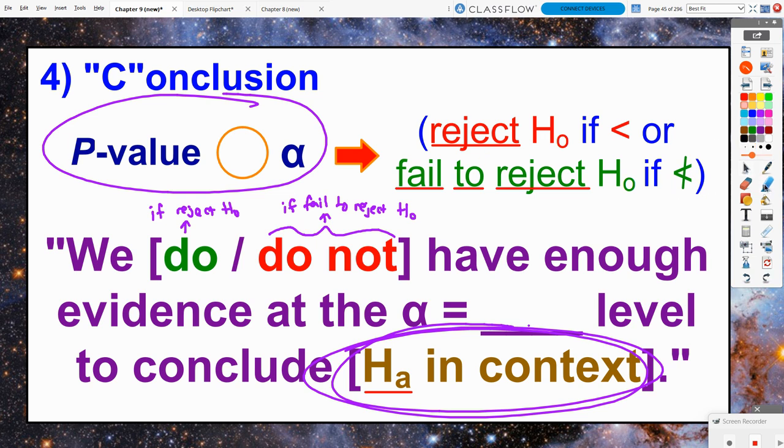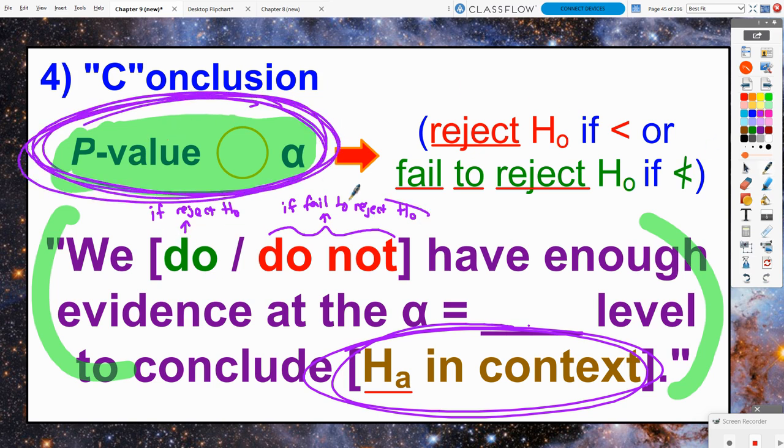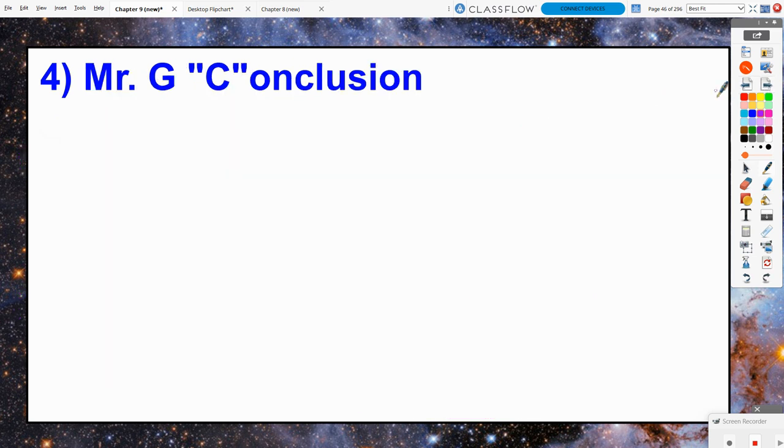Now, it is important that not only do you write the concluding statement, but you also need to include how the p-value compared to your alpha or significance level. So again, it is important that you do this whole statement and you also tell me how the p-value compares to the alpha level. On the AP exam, they're going to be looking for that piece of information right there with your conclusion statement. So what does that look like for our Mr.